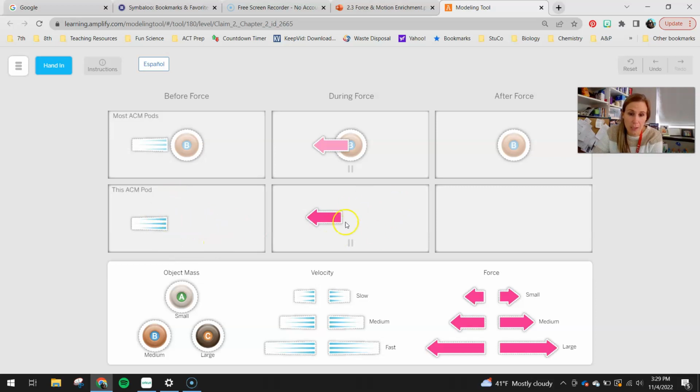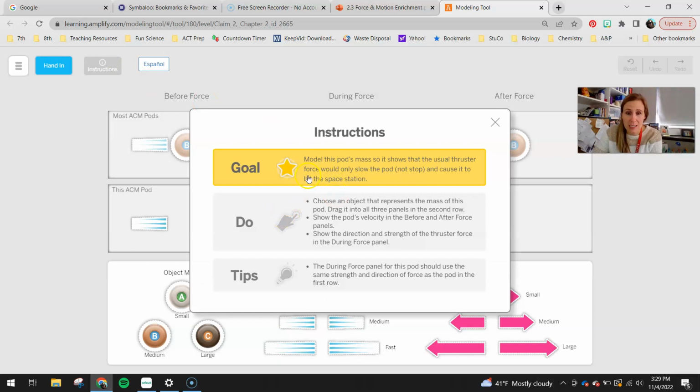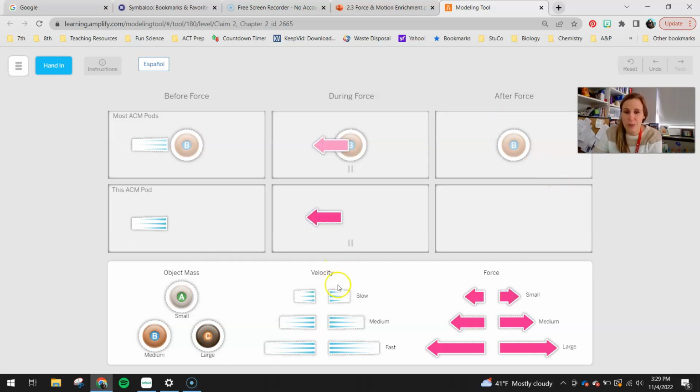Once you have your puck in all three of these, you already have your velocity for the before, and you have your thruster force for the during force. So all you need to do now, for your puck in the after force, is add its velocity after. Remember again that the goal of claim 2 is to model this pod's mass so it shows that the usual force would only slow the pod down, not stop it. So which one shows the pod slowing down but not stopping? Drag the correct velocity up into your after force.